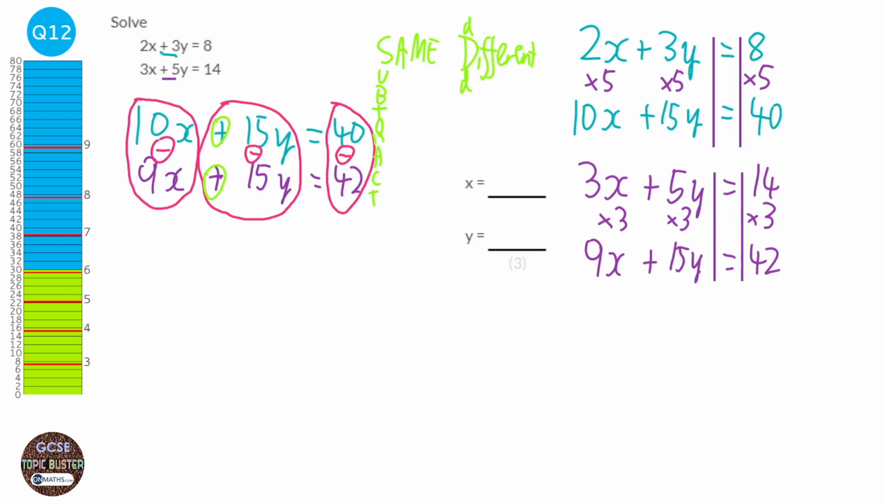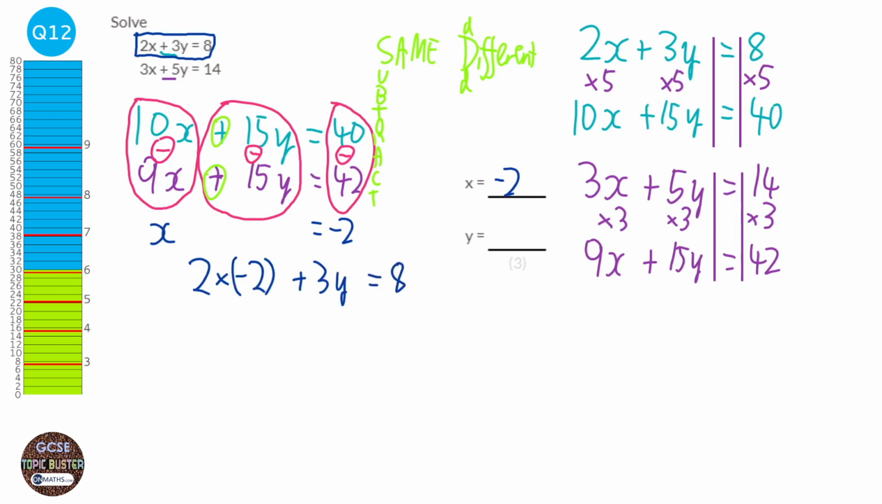So we're going to do 10x take away 9x, which is just x, 15y take away 15y, which is nothing, which is good, that's what we want, and 40 take away 42, which is going to be -2. So x is equal to -2, but that is only one of the battles because we need to find out what y is. So we're going to substitute in that -2 into our first equation. So we've got 2 times -2 plus 3y equals 8. And we can get our lines in.